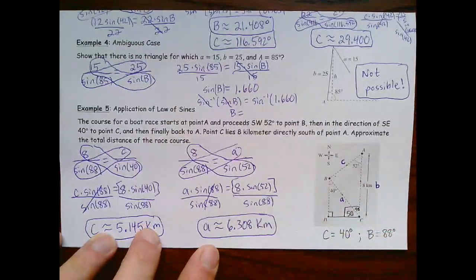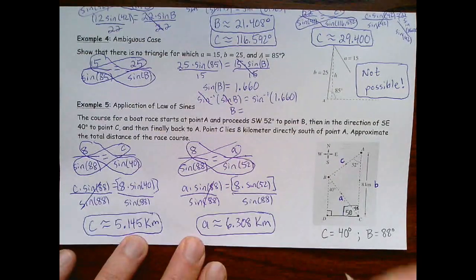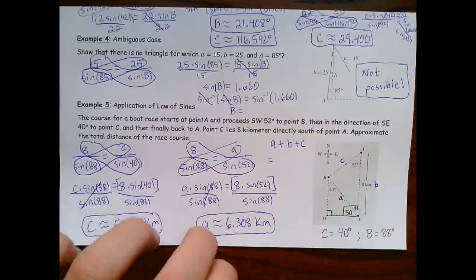So indirectly, I had to solve the triangle, right? I had to find all the angles and all the sides. But what's going to be the final answer? Well, if I want to find the total distance of the race course, I just have to add what is A plus B plus C in terms of lowercase.